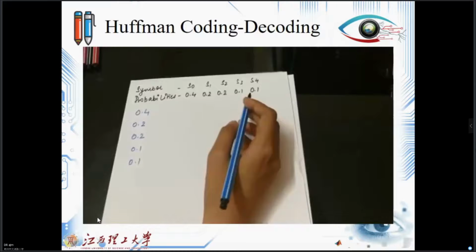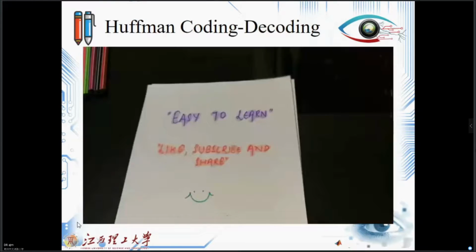Suppose I have this example. I have five symbols S0, S1, S2, S3, and S4, which have the probabilities 0.4, 0.2, 0.2, 0.1, and 0.1. Then what we want to do is calculate the Huffman coding and see the coding process.